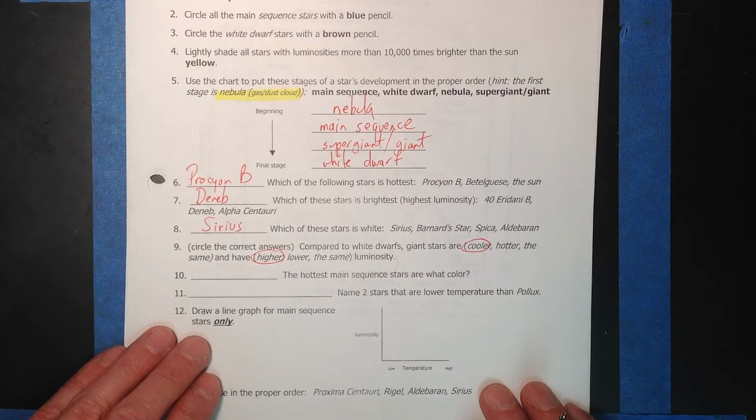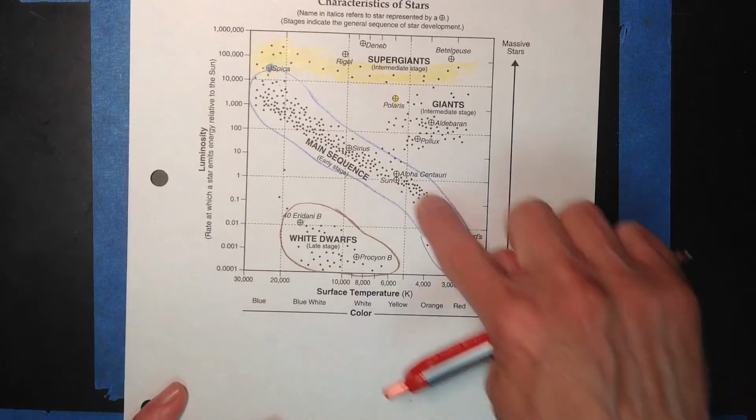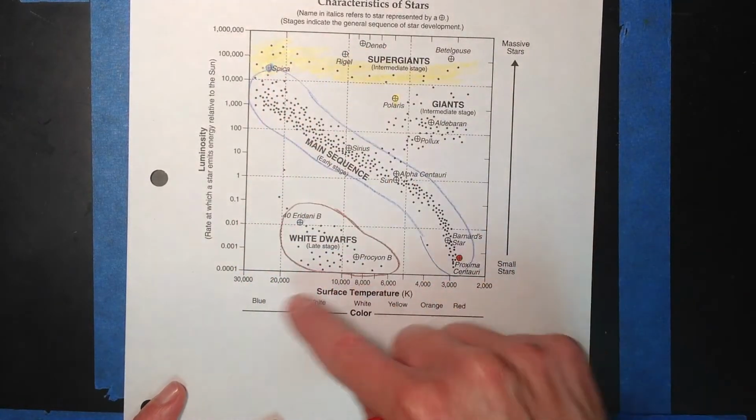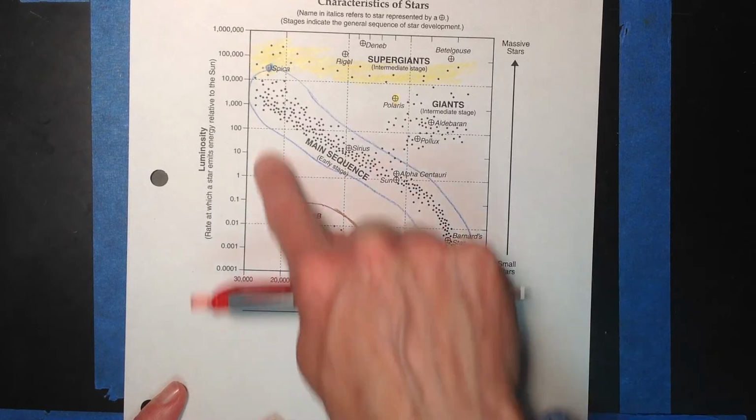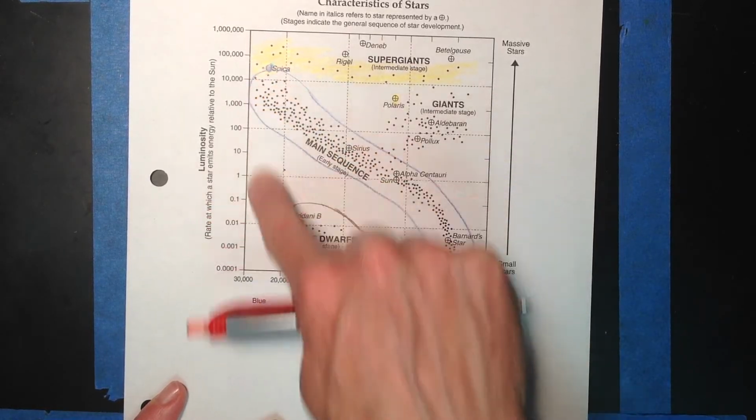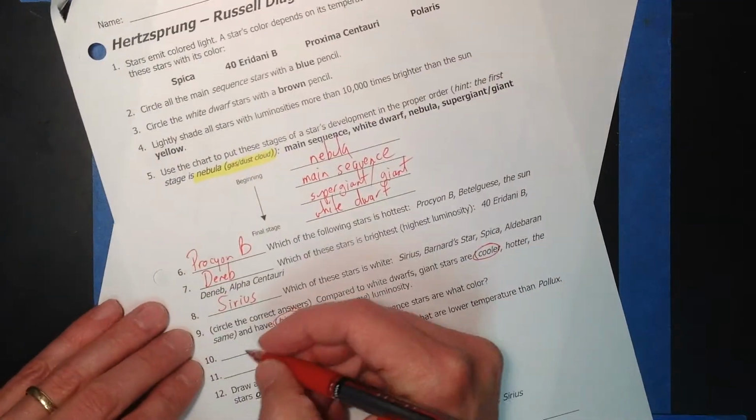10. The hottest main sequence stars are what color? So now I'm going along here, and the higher temperatures are over here, and they're going to be blue. The hottest main sequence stars are these, and they're blue color. Blue.